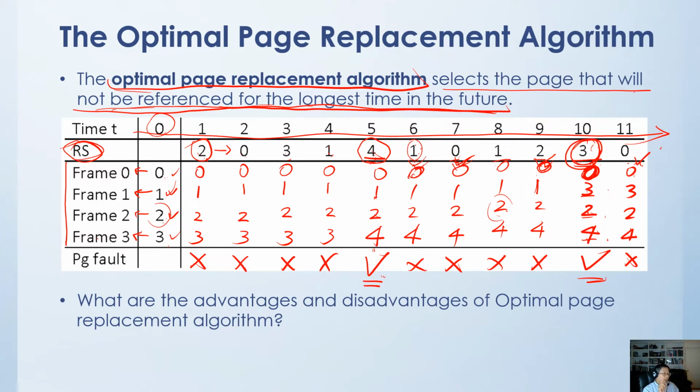But it provides some kind of benchmark for us. When we define any page replacement algorithm and try to compare two different page replacement algorithms, we use the optimal page replacement algorithm as a standard. We just compare with the optimal page replacement. If the performance of the algorithm is closer to the optimal, that's a good page replacement algorithm.